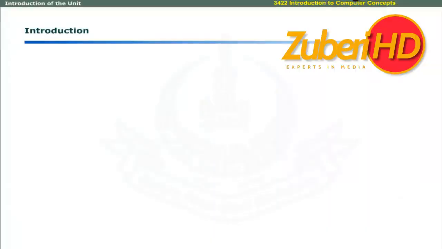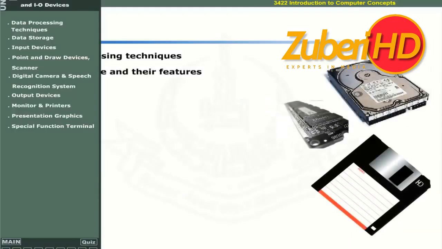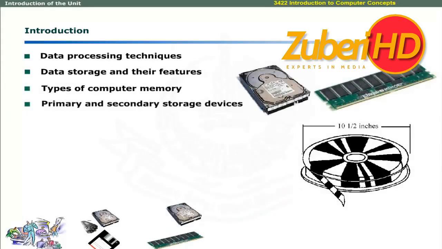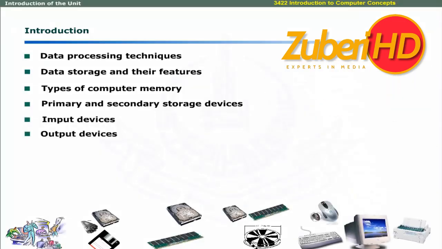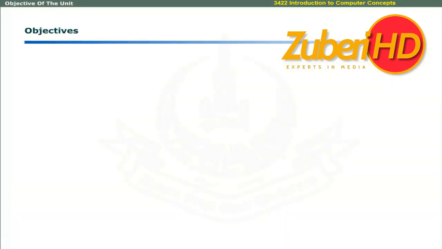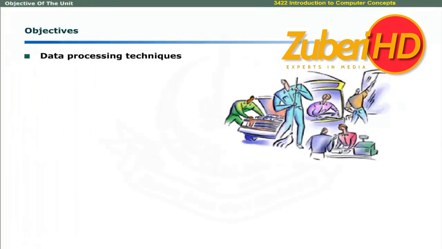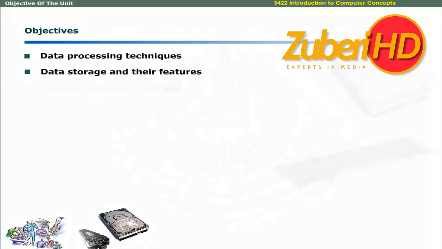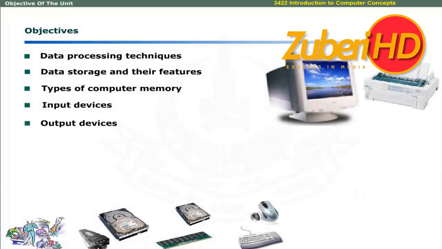Dear learners, in this unit, we will introduce you to data processing techniques, data storage and their features, types of computer memory, primary and secondary storage devices, input devices, output devices, and special terminals. After completing this unit, you should be able to explain data processing techniques, data storage devices and their features, types of computer memory, commonly used input and output devices.